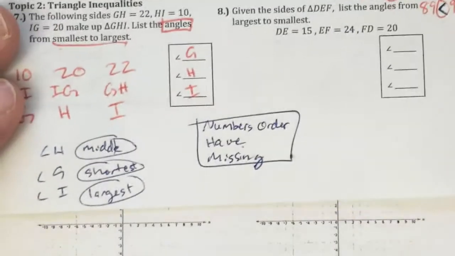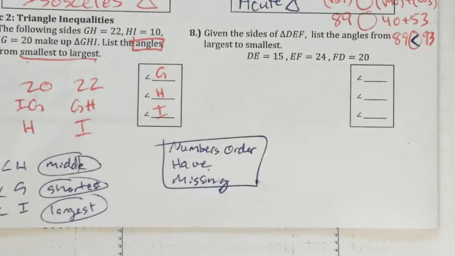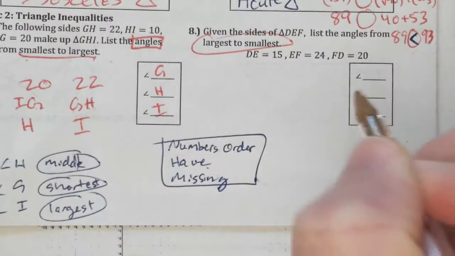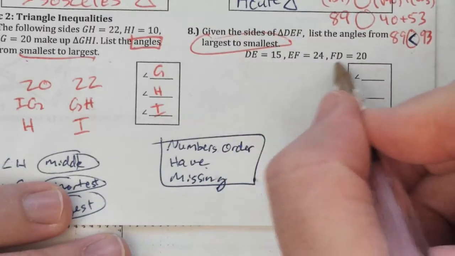Okay, so let's try number 8. Okay, so just go in the same thing. All right, they said from largest to smallest. Okay, just do that. Okay, so largest to smallest.